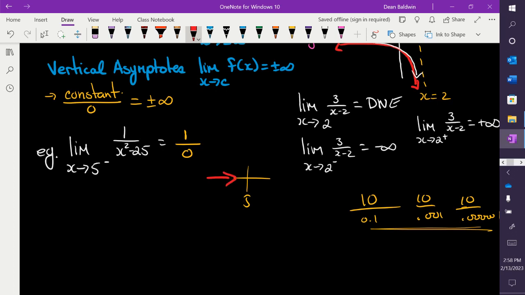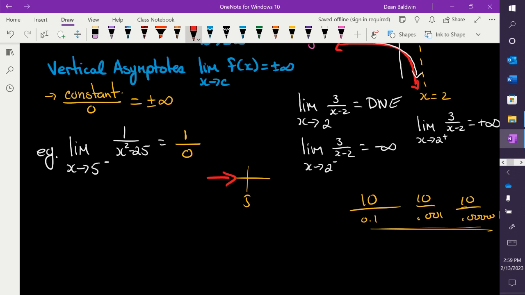What would be a number that's less than 5? 4. Just go with 4. Nice, easy number. If you put 4 into here, 4 squared is what? 16. What's 16 minus 25? Negative 9. All I care about is that it's negative, right? Any number I put in there that is less than 5 will be negative.